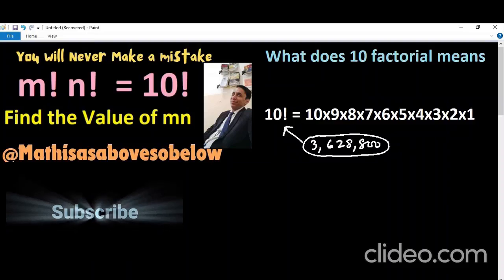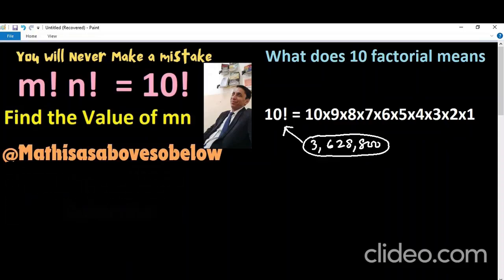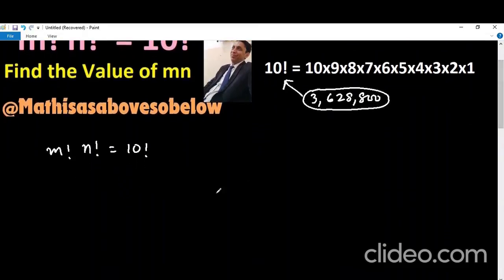Now the question is: m factorial times n factorial equals 10 factorial. What are the two numbers that can replace m and n? So let's write down this number: 10 times 9 times 8, 7, 6, 5, 4, 3, 2 and 1. Now these are the numbers. This is the limit of our numbers from where we can choose the values for m and n. So in fact they are asking you what is the value of m and n.